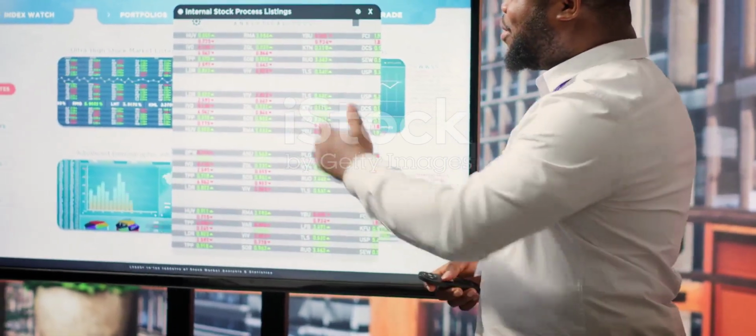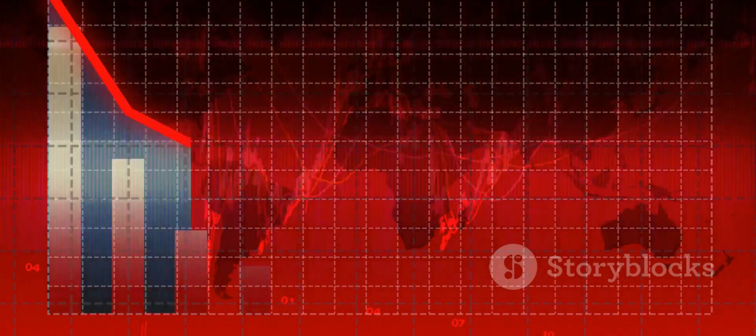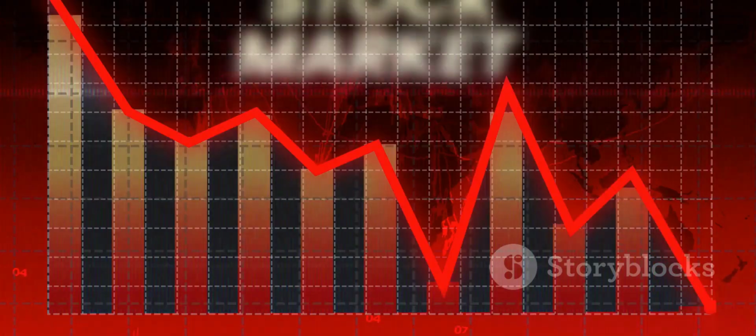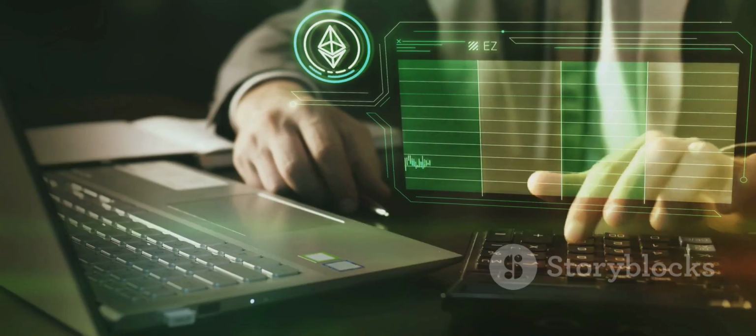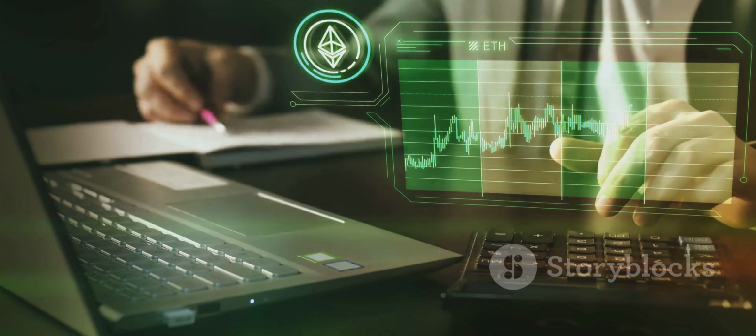Section 8. The importance of risk management. Before concluding, it's paramount to emphasize the importance of risk management in trading. No matter how robust a trading strategy is, losses are inevitable. Therefore, it's crucial to manage your risk effectively to protect your trading capital and ensure long-term success.